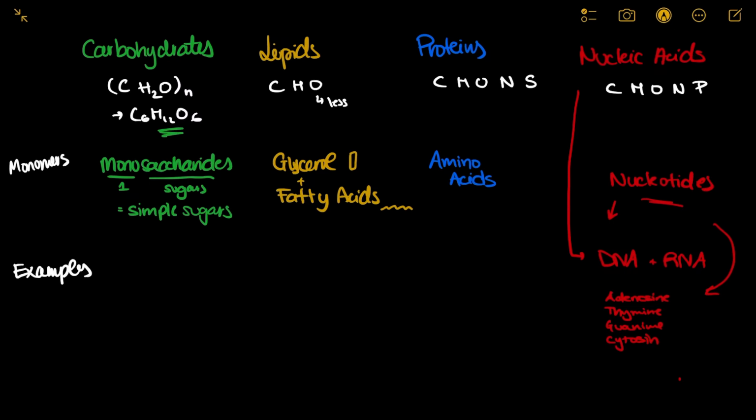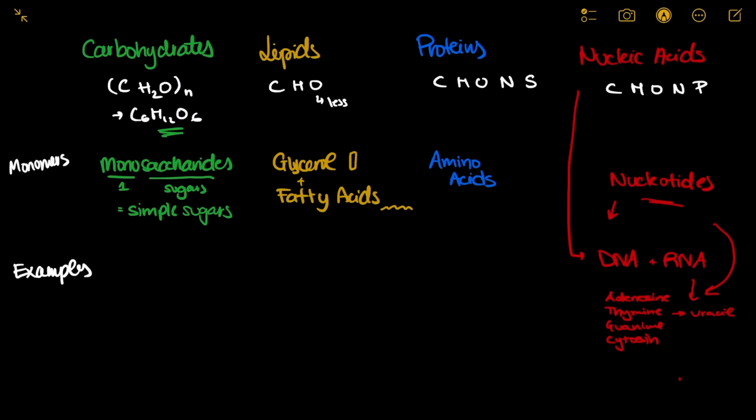And in RNA, there's a different one. There's no thymine in RNA. Instead, there's uracil. And in DNA, just as there's no uracil, there's thymine. And the other 3 are the same in RNA.